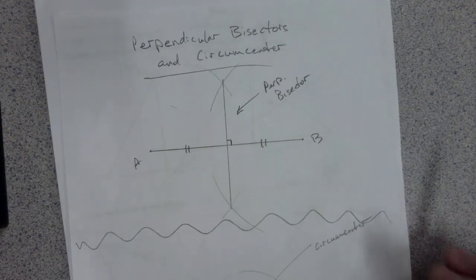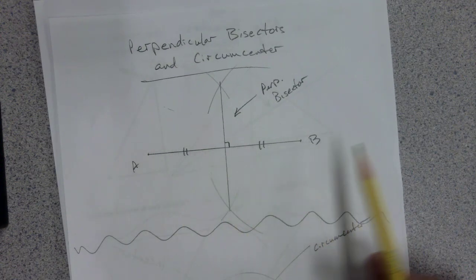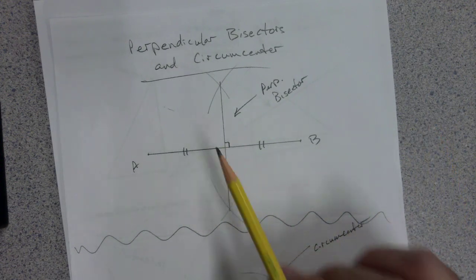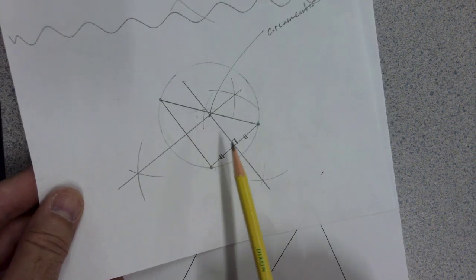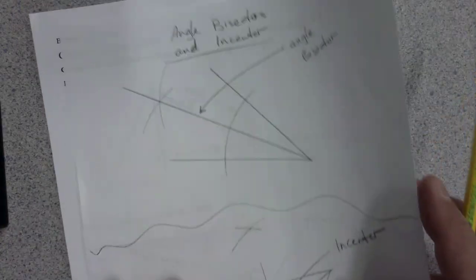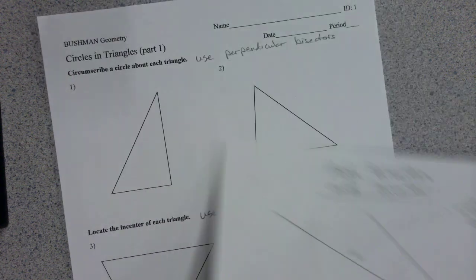As a refresher, this is one perpendicular bisector all by itself, but you'll be repeating that process 2 times. And then again, angle bisector, on this side. Angle bisector for the others. All right, here we go.